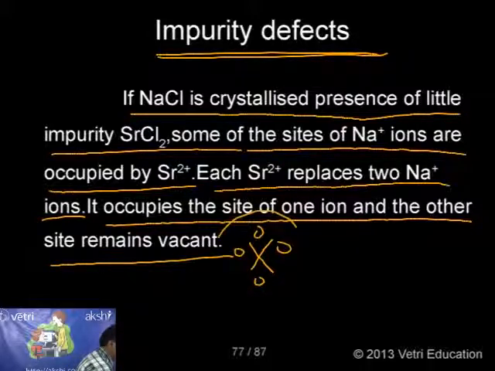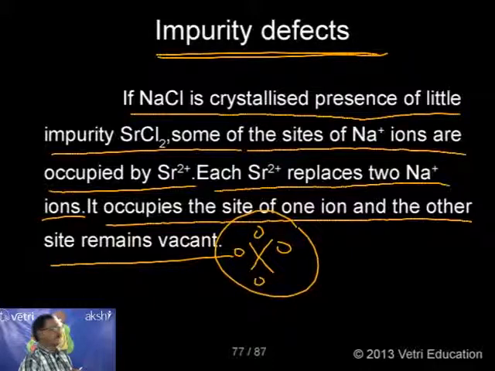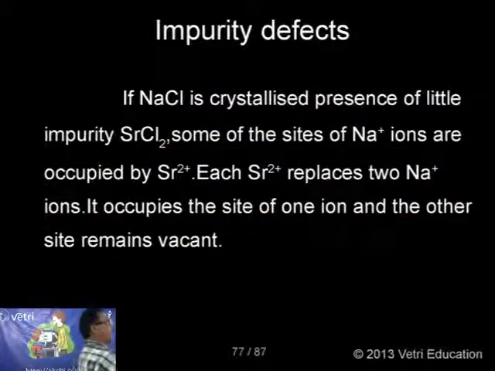Kindly follow. This is coming under the impurity defects. So when sodium chloride is crystallized in the presence of strontium chloride, some of the sites of sodium ions are occupied by strontium 2 plus ions. Normally, when one strontium 2 plus ion goes in, it replaces two sodium ions. It will occupy only one sodium site, and the other site will be vacant. This is the interesting information regarding impurity defect.